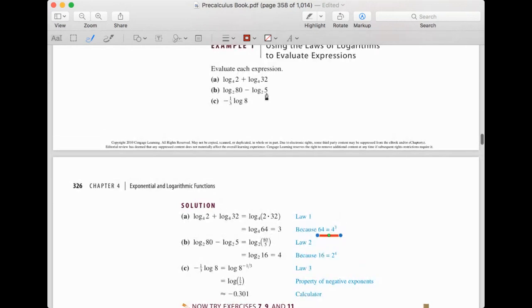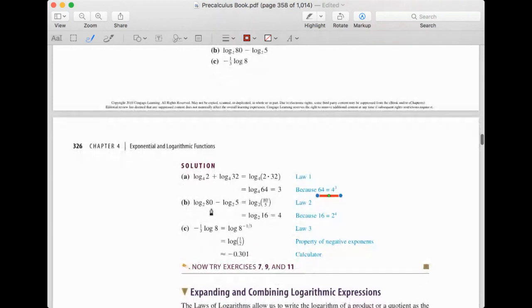Let's see the second one. Second one is subtraction. Right? Subtraction of two logs with the same base. We can write it into one log with division. So that becomes log base 2, 80 divided by 5. Well, 80 divided by 5 is 16. And 16 we can write as 2 raised by 4. Once again, this is log base 2, the exponential form is also base 2. So that cancel each other, so we get 4.